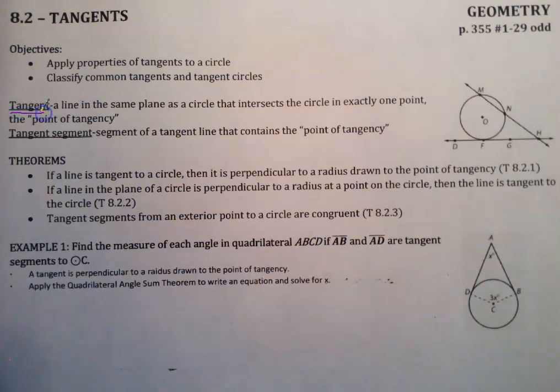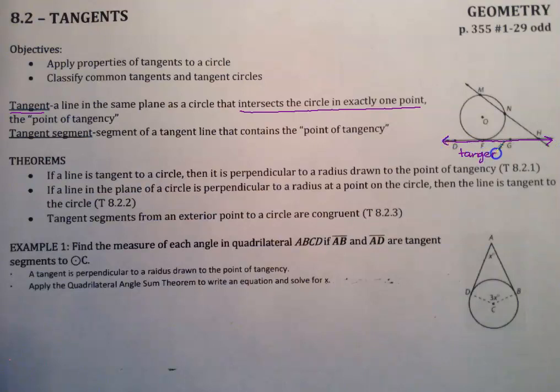So a tangent is a line in the same plane as a circle, okay? It intersects the circle in exactly one point, and it's called the point of tangency. So if we look at this diagram over here, which of those lines, line DH or line MN, is tangent to the circle? DH would be the tangent. So this line is tangent. That is a tangent line.